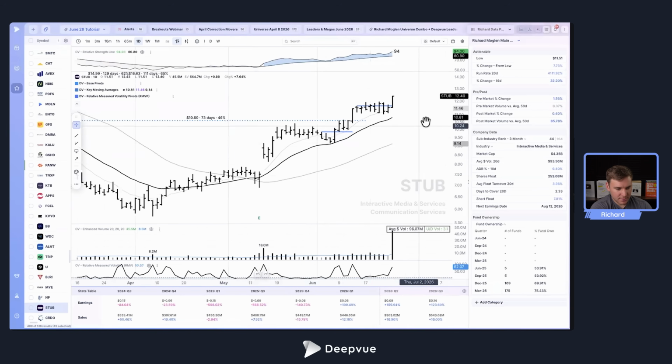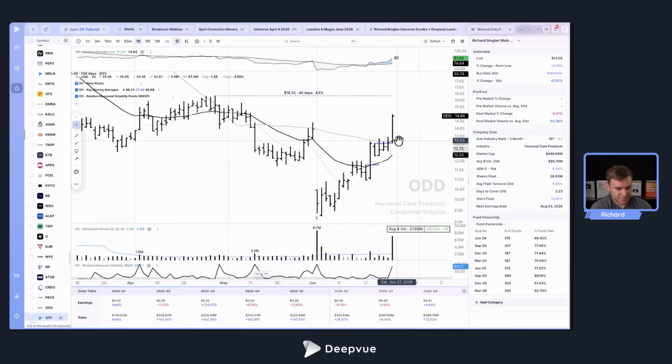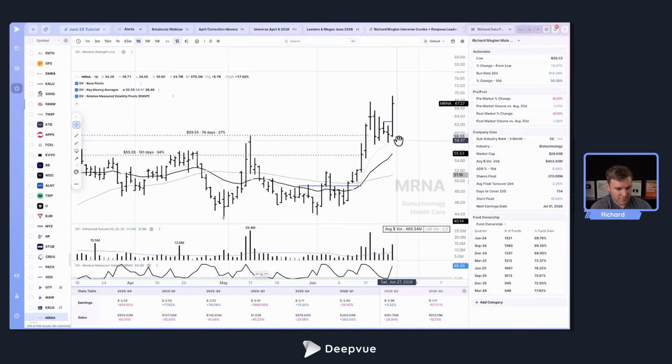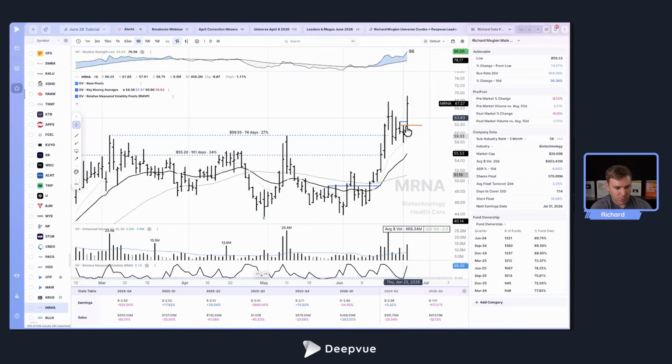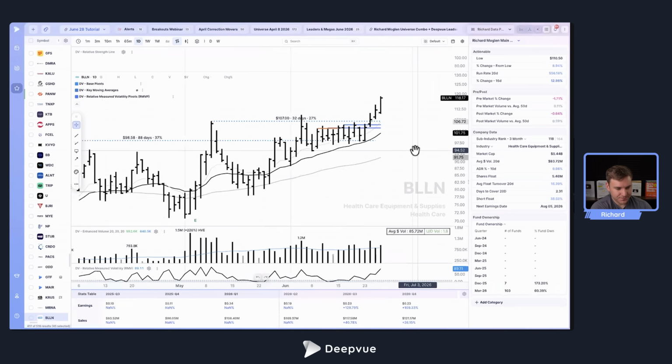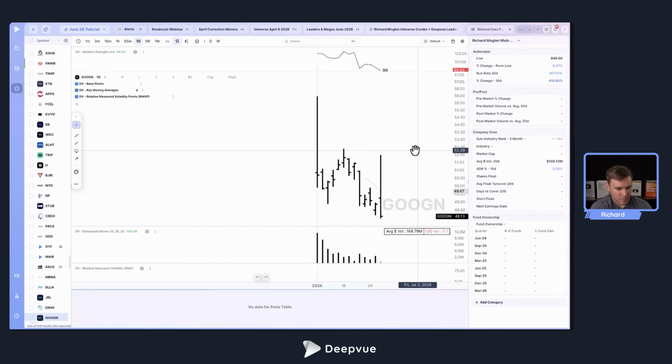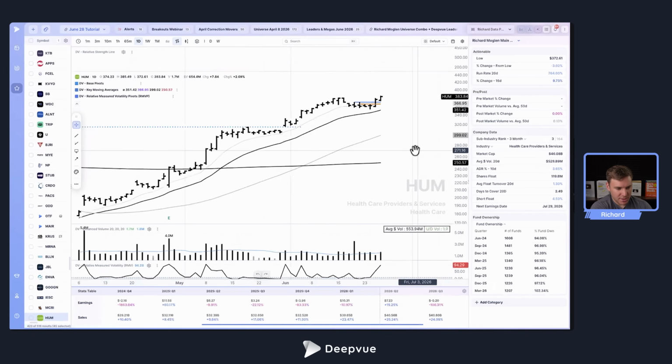StubHub, look at that. It's because they're making a lot of money on the World Cup tickets. mRNA, again, was on the watch list and actionable. On the watch list Thursday, actionable Friday for sure. But we've got Beam on the watch list now, so we'll see if that can push as well.